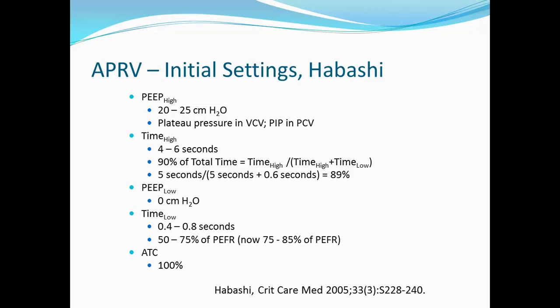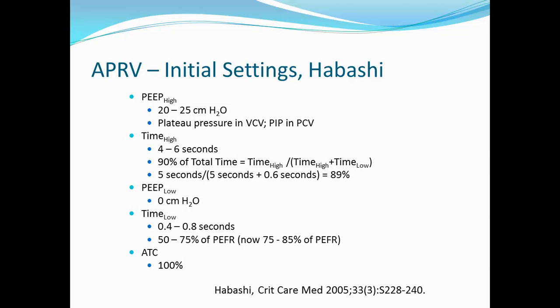The time high usually is set at 4 to 6 seconds. Generally, you want the 90% of the total time to be equal to the time high. This means that if you take the time high and divide it by the time high plus time low, that should be equal to about 90%. For example, if you had a time high of 5 seconds and a time low of 0.6 seconds, that would give you a percent of total time of 89%, which would be an initial appropriate starting level.